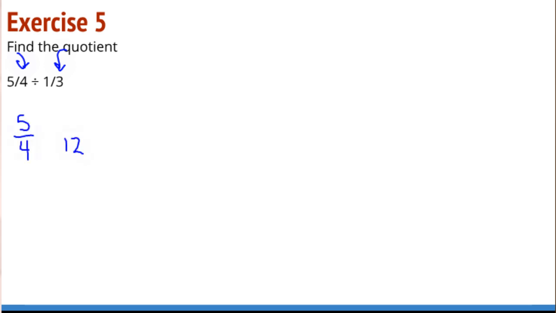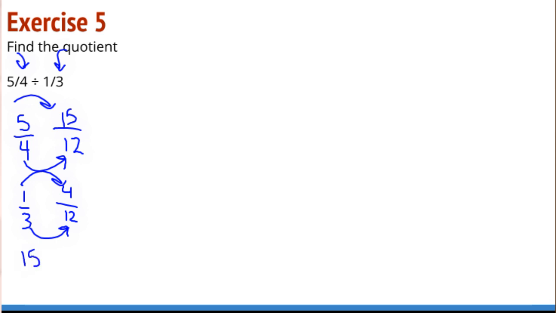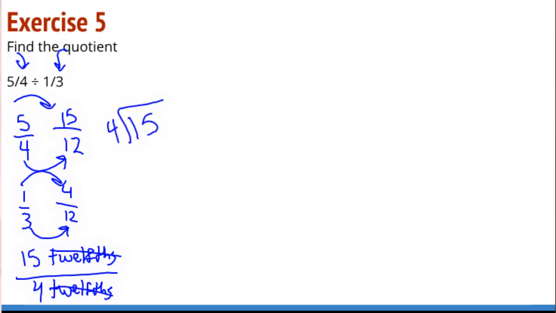5/4, scale that to 12, times 3, 15 twelfths. And 1/3, scale that to 12, multiply times 4. I've got 15 twelfths divided by 4 twelfths. The twelfths will cancel. I've got 15 divided by 4. So I'm predicting a quotient of 3 3/4.